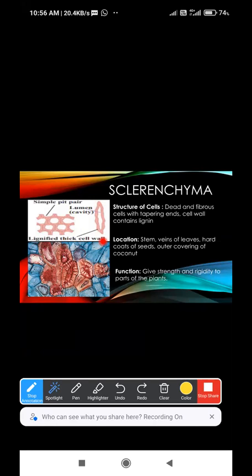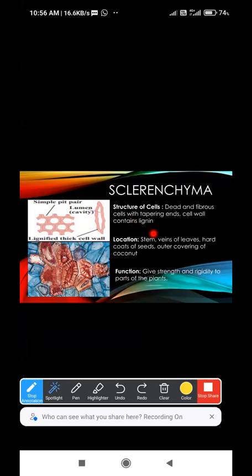And as compared to the chlorenchyma, the cell wall of the sclerenchyma is much thicker, as you can see in this picture. This thickening is also due to deposition of a special substance known as lignin. So the sclerenchyma shows deposition of the lignin, due to which the cell wall becomes much thicker.